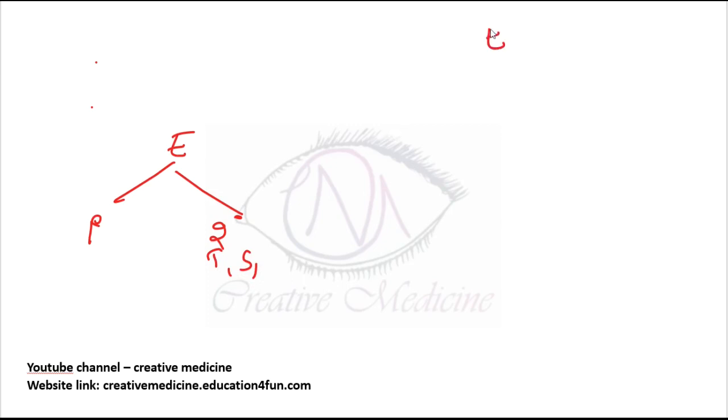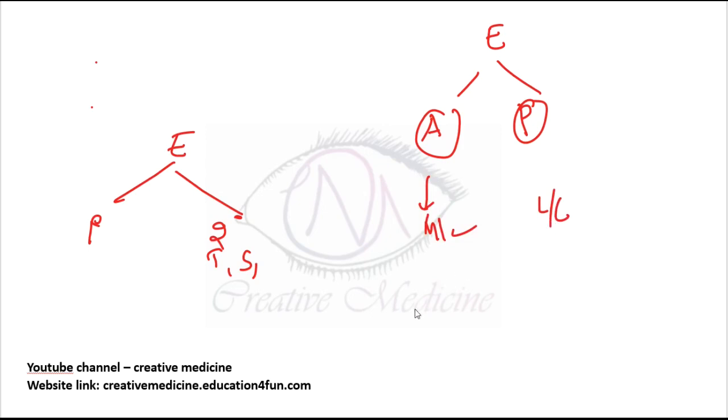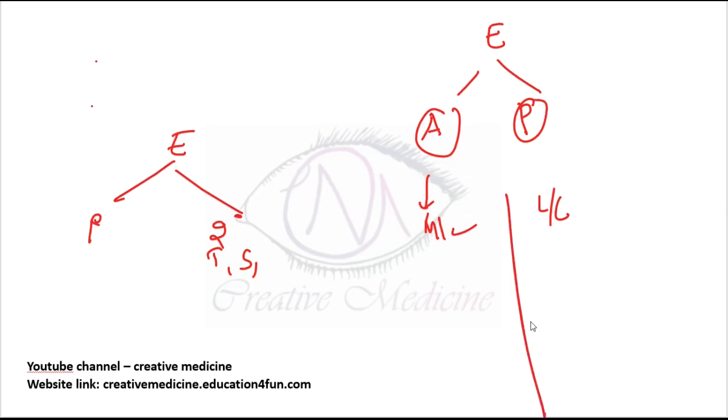Epistaxis is again divided into two types: anterior epistaxis and posterior epistaxis. Anterior epistaxis is the most common type, whereas posterior epistaxis is less common. When one blows the blood out of the nose, it is anterior epistaxis. When the blood goes back, it is posterior epistaxis.